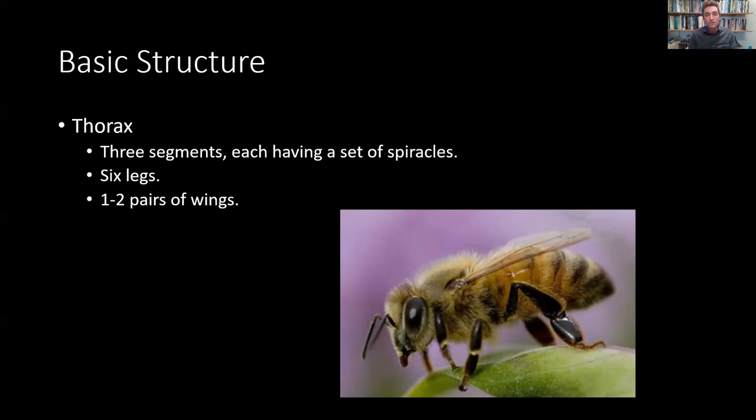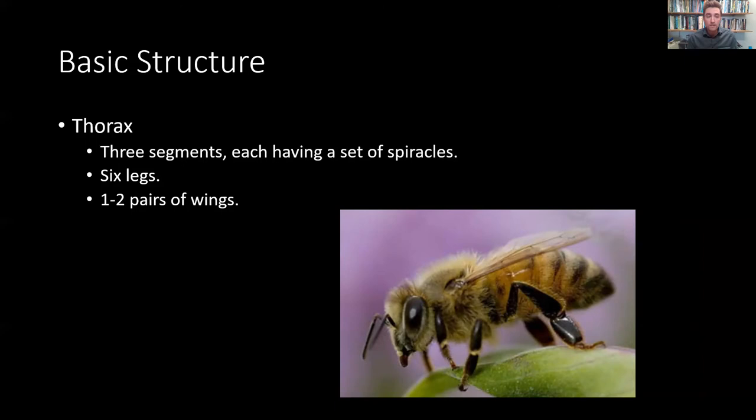So the thorax has 3 of them. And after each segment is a set of spiracles. Those are little holes where the organism breathes, actually through the exoskeleton. The thorax is where all 6 legs on an insect will be attached to that center part. And there'll be the wings also on the thorax, usually 1 or 2 pairs of wings.